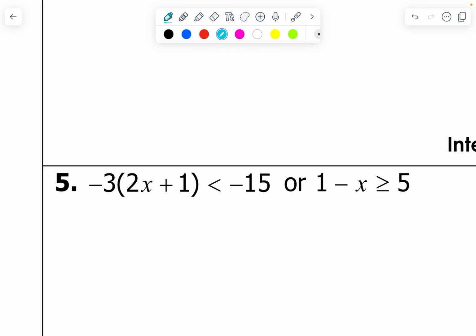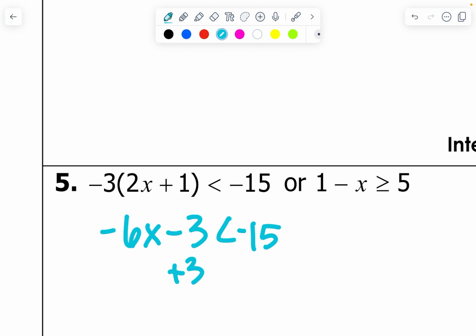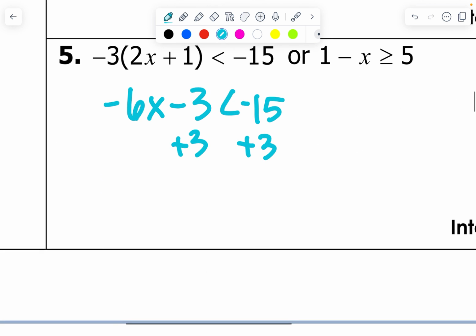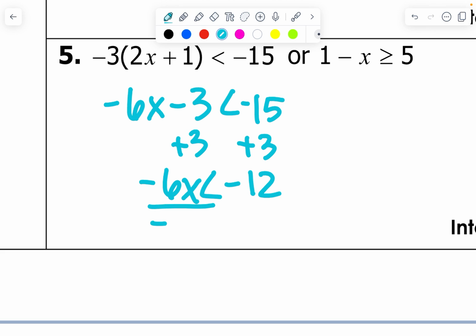Okay, so my first step with this one on the left is to distribute the -3. That's going to leave me with -6x minus 3 is less than -15. Adding 3 to both sides, that's going to leave me with negative 6x is less than negative 12. Divide both sides by negative 6. That's going to leave me with x is greater than, sign flip, 2.